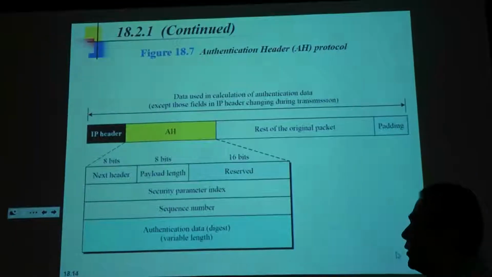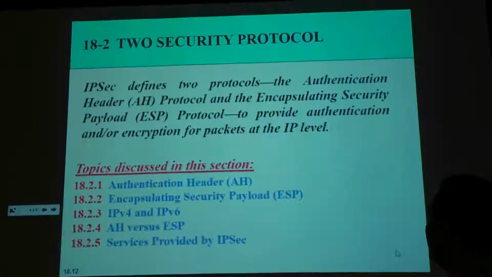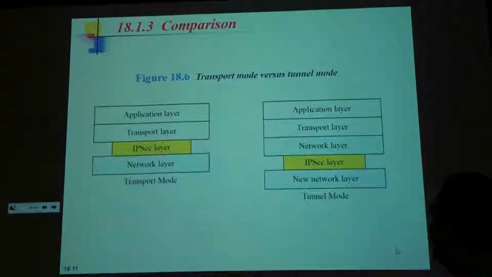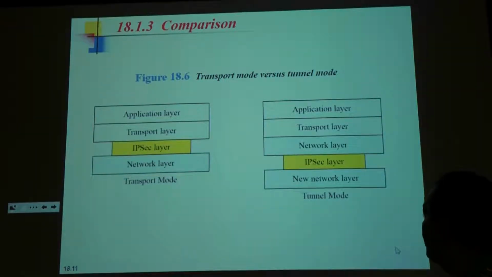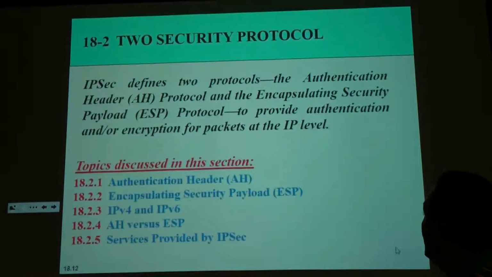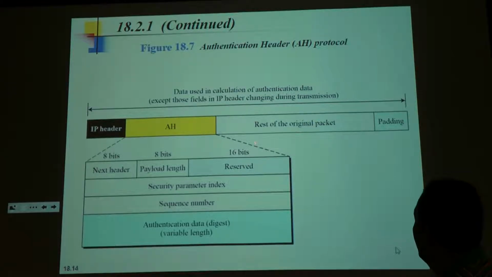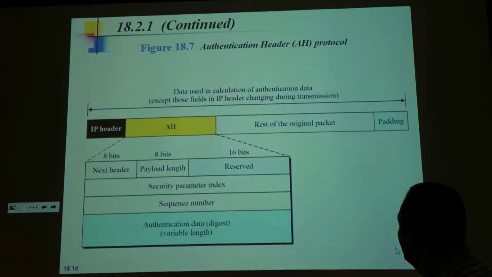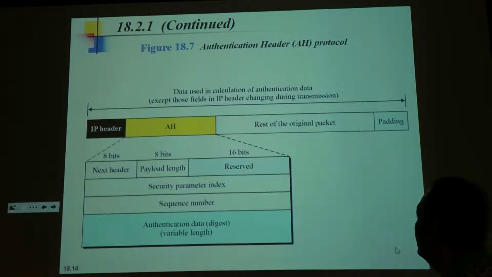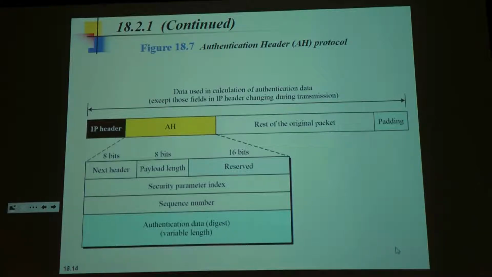So that's what it is. So what we did in here, okay? We took the transport layer information, and we have to add the authentication header. So this is the data. We add a padding, and then we have the IP header. Then we calculate the authentication for all the data except the changing parameters in the IP header.